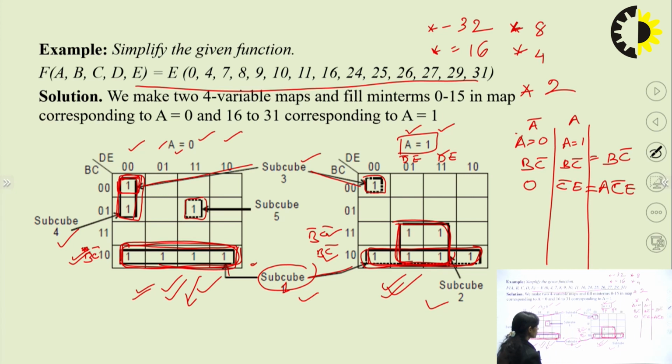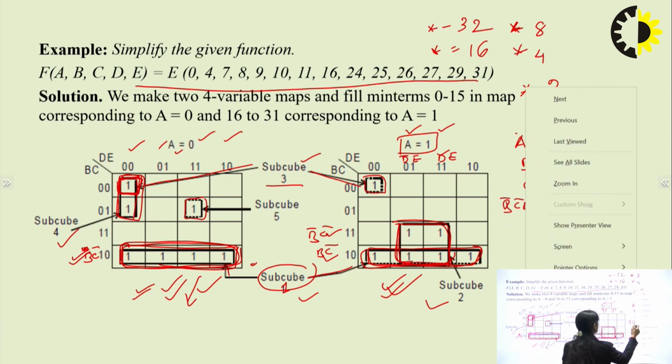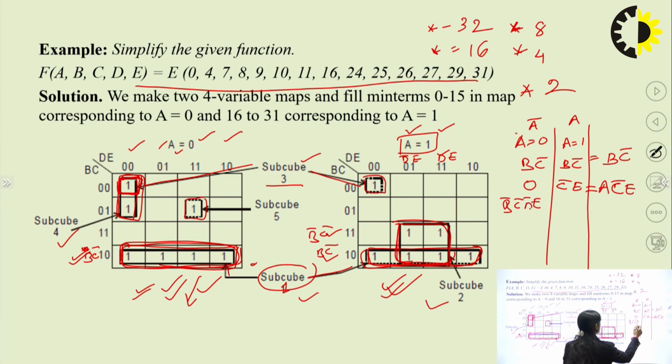Now for subgroup 3, we have 1 present in K-map 1. This can be written as BC bar, B bar C bar, B bar C bar and D bar E bar. In both cases, this can be written as B bar C bar D bar E bar. Again, because this is present in both the K-maps, A bar and A will sum up to 1 and we are left with only B bar C bar D bar E bar.